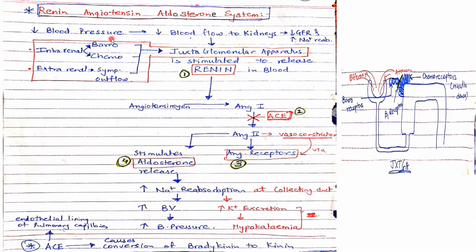Because of the decrease in blood pressure, what happens? Blood is always flowing through the kidney, right? The kidney is a highly perfused organ. So one of the results of decreased blood pressure is decreased blood flow to the kidneys. The blood which is coming to the kidneys via afferent arterioles will flow slowly, with a lesser rate. Initially it was coming very rapidly and now it starts coming very slowly into your kidneys via afferent arterioles. Because of this, the GFR, glomerular filtration rate, decreases.